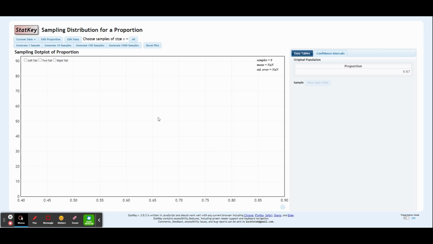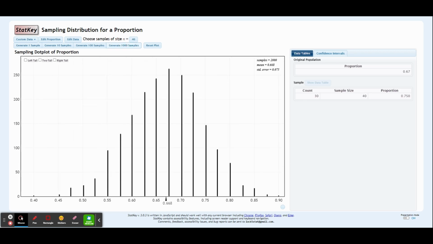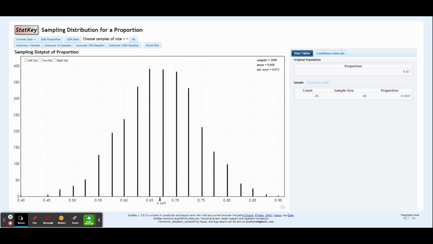Now, just like in the previous videos, we've been simulating taking samples of size 40 students from Timberline. So as we generate a couple thousand samples of size 40, you'll recall that we get an approximately normal distribution here that's centered at the population proportion 0.67. We're pretty close there. Let's take another 1,000. And we get almost exactly 0.67 here.